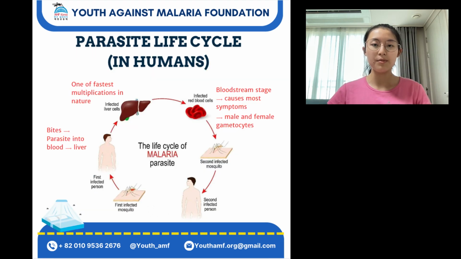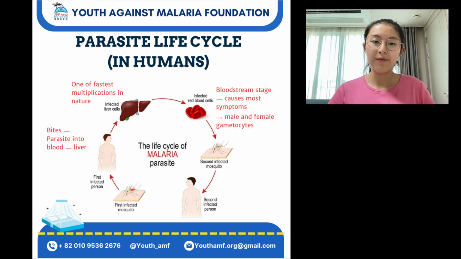Moving on, let's go into the parasite life cycle in humans. Something that we really have to note about the malaria parasite life cycle is that it's divided into two stages, one that's in humans and one that's in the mosquito. And first we're going to examine the life cycle that is in humans.